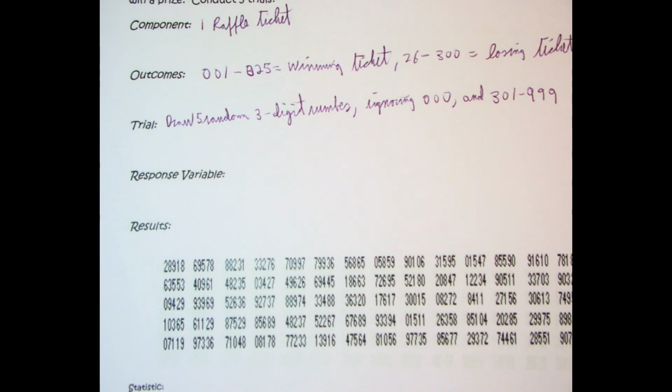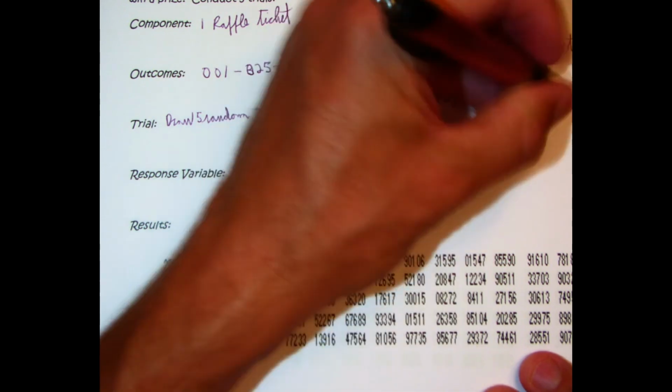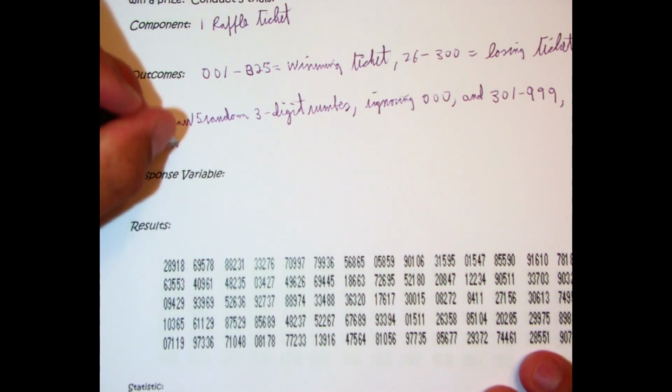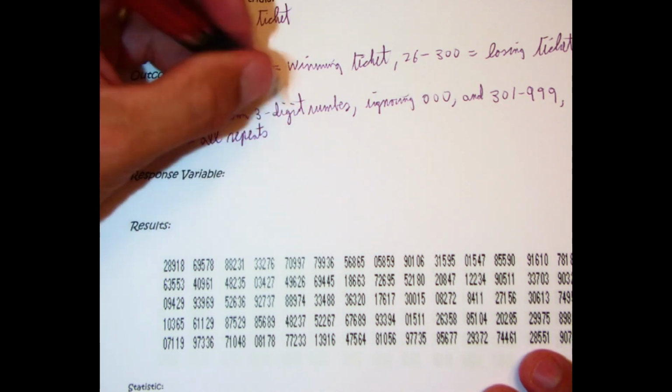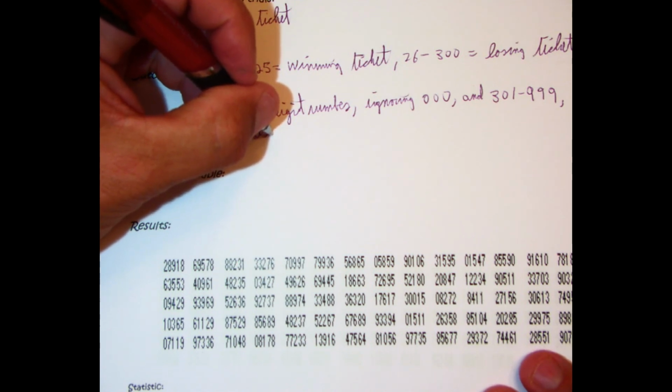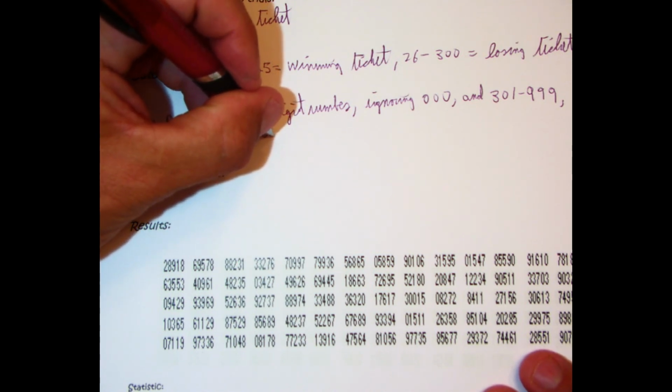Now you might be asking, do I have to use 001 to 300? No, you don't. You can use the numbers 500 to 799, or 501 to 800, whatever you want to use, as long as you have 300 numbers. Obviously there's 700 numbers you're not going to use. So we're going to ignore 000, 301 to 999, and all repeats. And then the trial ends.